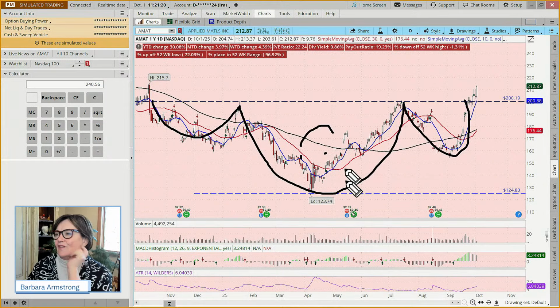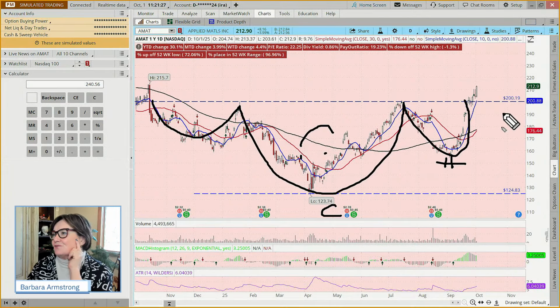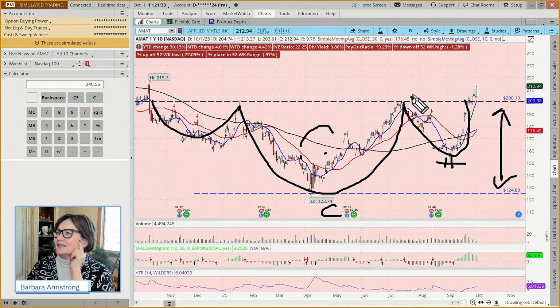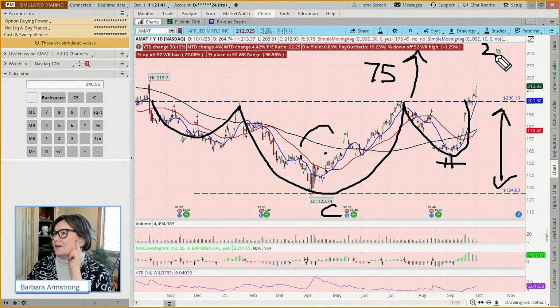And some might say, well, I see more of a cup. Here would be the cup and the handle. Same thing. And you're going to measure the range the same way. And why do we care about the size of this pattern? Because some technicians might say, well, if I wanted to put a target on it, my expectation is that it might move up to around 275. And so you could put a target there if you wanted to have a target on it.